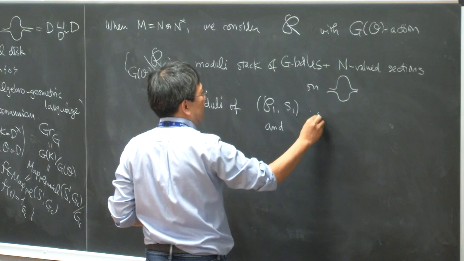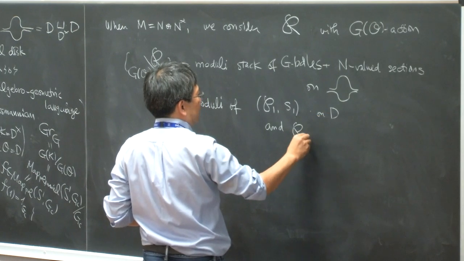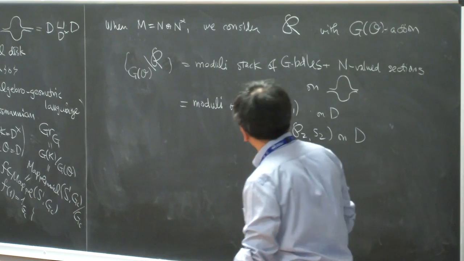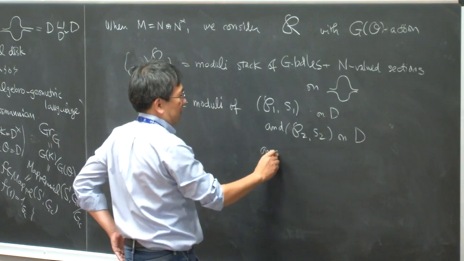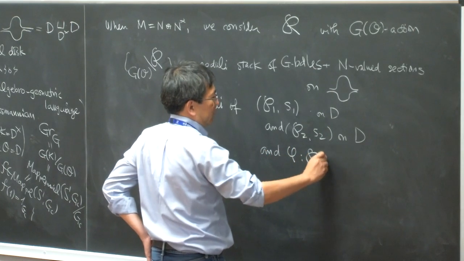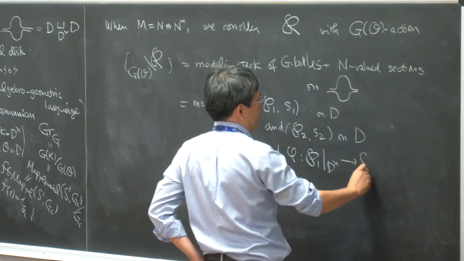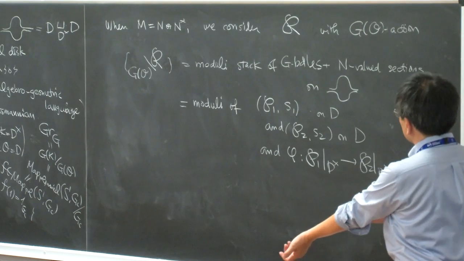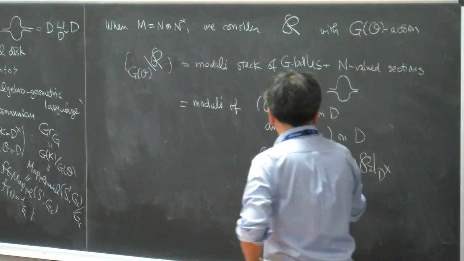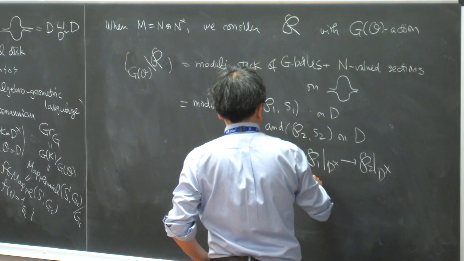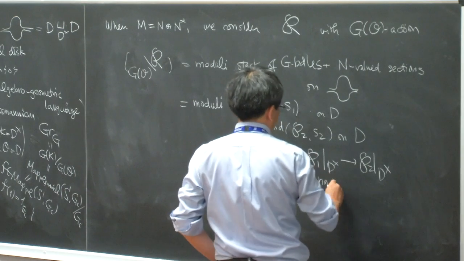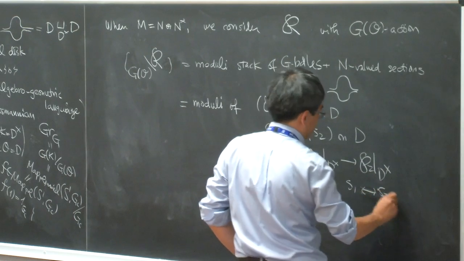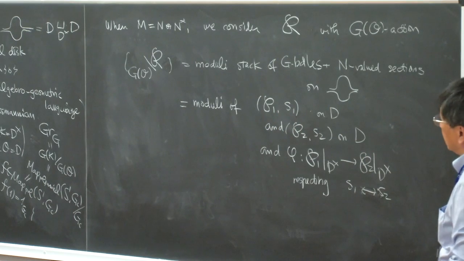And also P2, S2 on D. And a gluing phi, P1 restricted to the punctured disk to P2, respecting S1 and S2. So this is the moduli space we will consider.